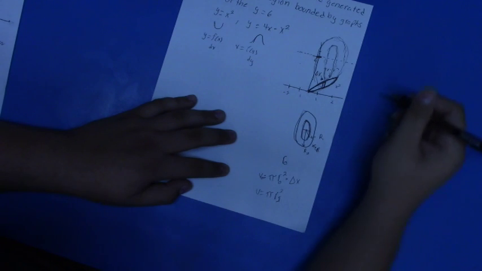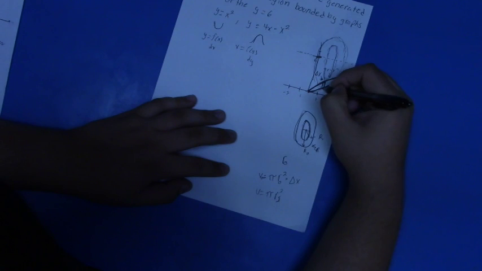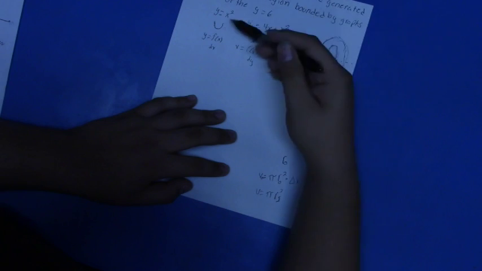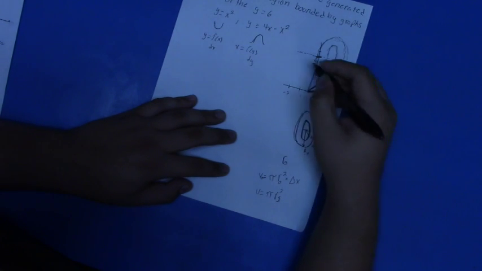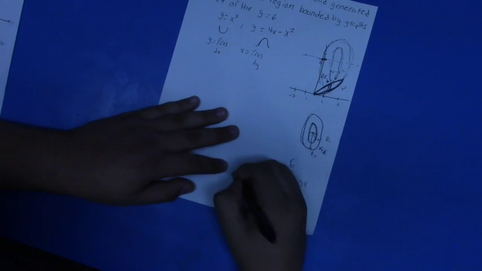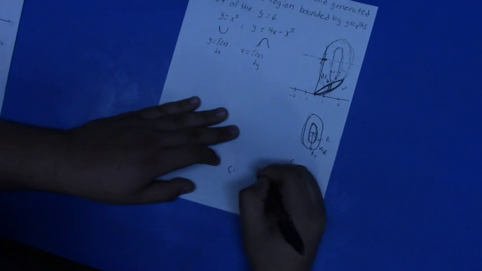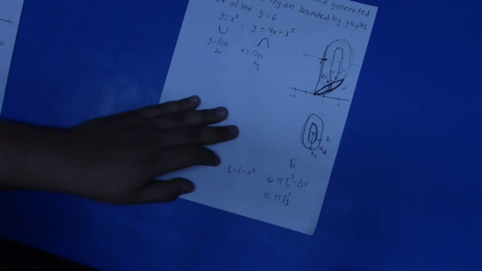And in order to find these radii, we need to do 6, which is the total height, minus the height of that function at whatever point. So the bottom function here, the bottom bound, is given by y equals x squared. We want to find the height at this point, so the top height minus the bottom height, and this height is given as x squared. So the radius for the outer function is going to be 6 minus x squared.